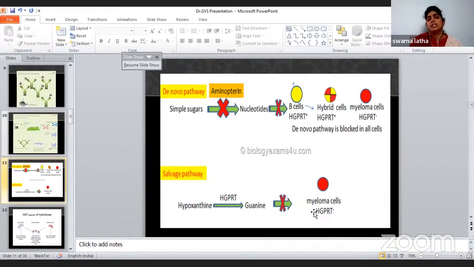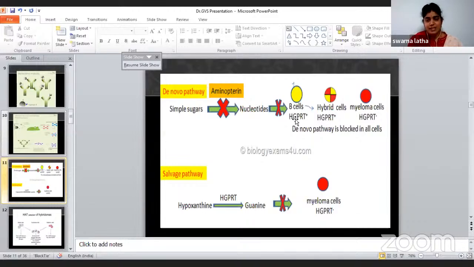Here, what we are doing is blocking the de novo pathway with aminopterin. The hybrid cells are allowed to grow in HAT medium, in which A refers to aminopterin. When we use aminopterin, it blocks the de novo pathway, so nucleotide synthesis from the core will be inhibited. Then the cells have to depend on the salvage pathway. As I already explained, the salvage pathway needs some immediate precursor. Here you should remember that there may be three different types of hybrid cells, right?